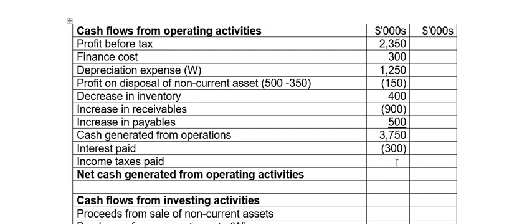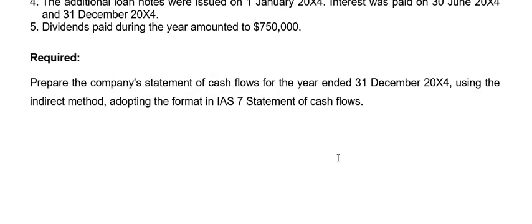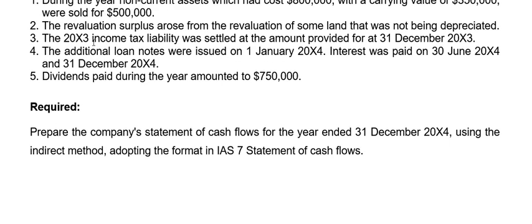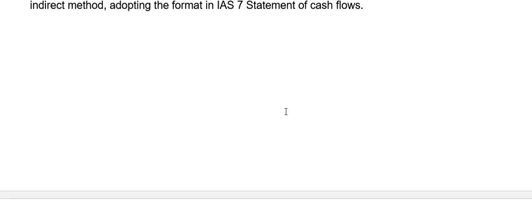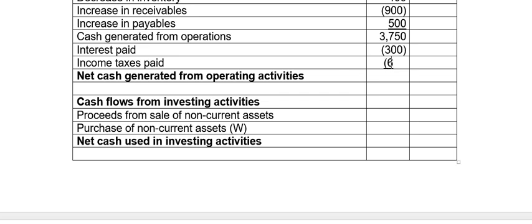Income taxes paid, how much tax was paid? Let's find out. The 2003 income tax liability was settled at the amount provided for at 31st December 2003. So in 2004, the company settled the tax liability of 2003. That is 600 as per the statement of financial position. So the company paid 600, which was the tax liability of 2003, in 2004.